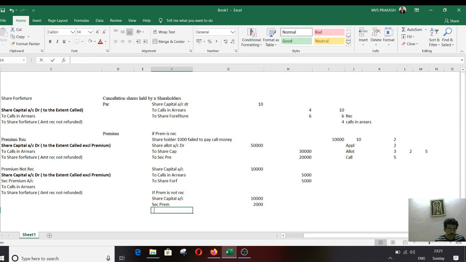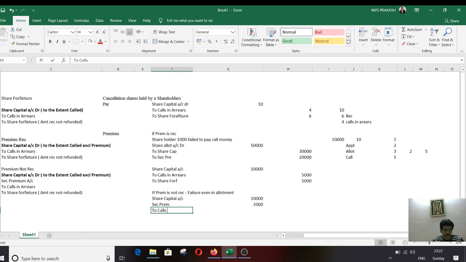Then what am I supposed to do? Why am I going to cancel? Because you failed to pay the allotment money. See, premium not received is nothing but failure even in allotment. So only when there is failure even in allotment can I call that premium not received.